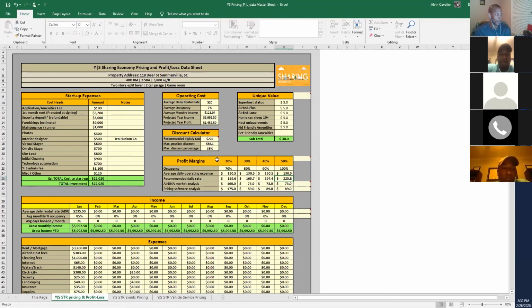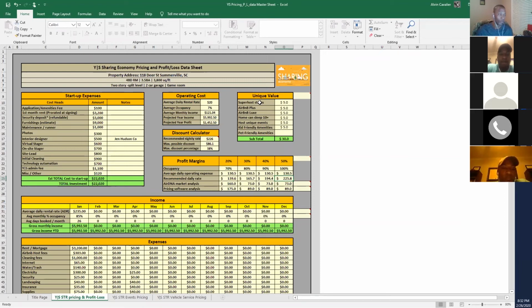And another portion of this that I think adds some value is this little part here that talks about unique value. And what we found over time is that nothing helps you price for any unique value that you may have.